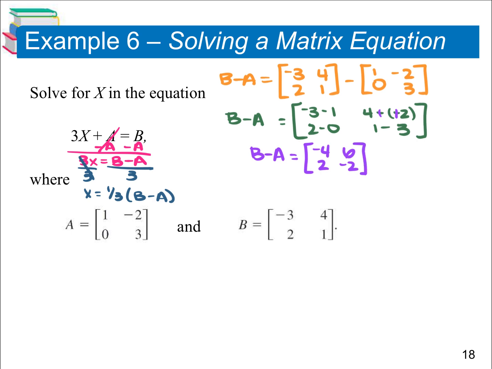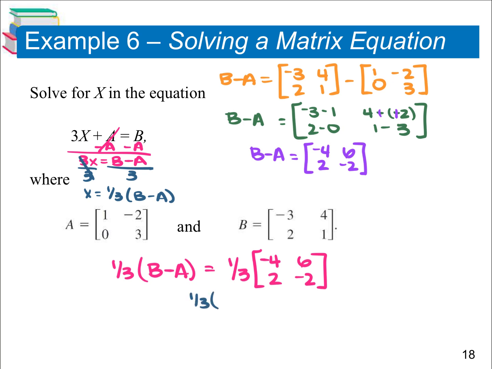Now that's just B minus A. We were asked to find 1/3 times that. So if we do 1/3 times B minus A, that's going to be 1/3 times negative 4, 6, 2, negative 2. We'll distribute that 1/3 in and multiply by all 4 of those numbers. So it's going to be 1/3 times negative 4, 1/3 times 6, 1/3 times 2, and 1/3 times negative 2.